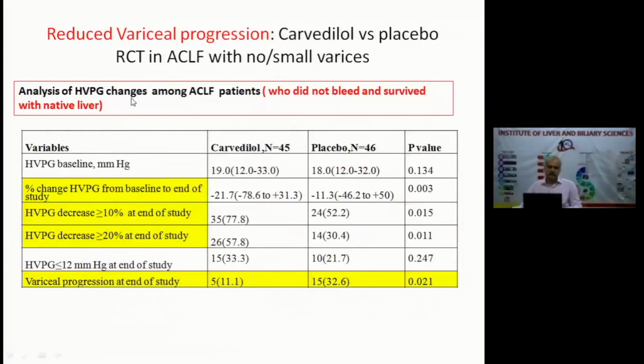We did repeat HVPG among patients who did not bleed and survived with native liver. And as we can see, among the carvedilol group as compared to the placebo group, the percentage change in HVPG from baseline, HVPG decreased more than 10% and HVPG decreased more than 20% at the end of study, was significantly more achieved in more number of patients in the carvedilol group. Similarly, variceal progression at the end of study was also less in the carvedilol group as compared to the placebo group.